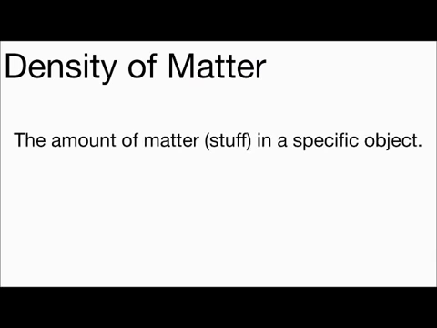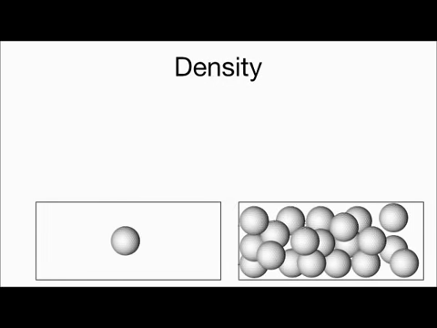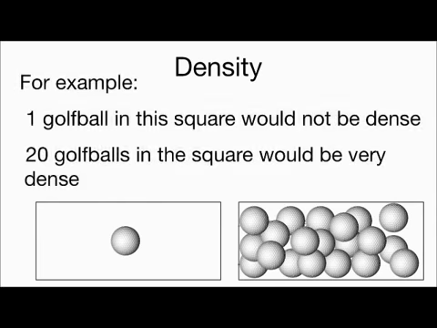Finally, we get into density. Obviously, density is going to be the amount of junk crammed into a specific object. There's your formula, front page of your reference table. Never have to worry about forgetting it. In this example here, you have a couple golf balls. Left-hand box, 1 golf ball. Right-hand box, 20 golf balls. The one on the right-hand side is much more densely packed because there's a lot more stuff crammed into it.